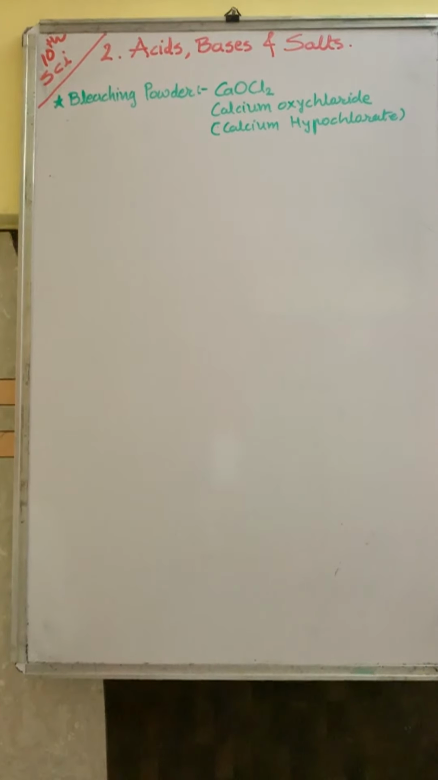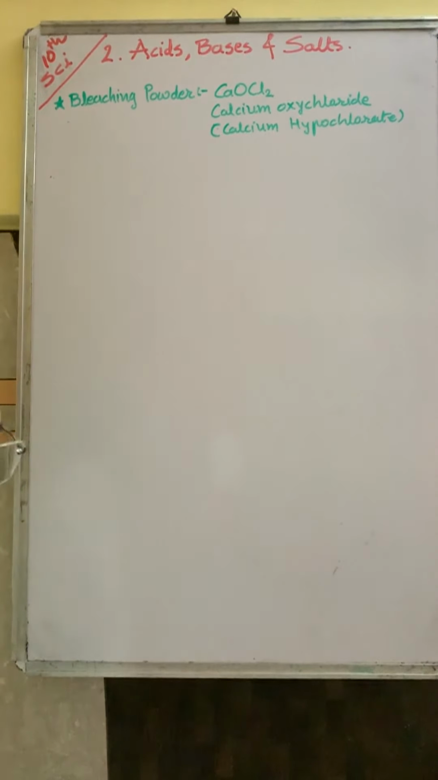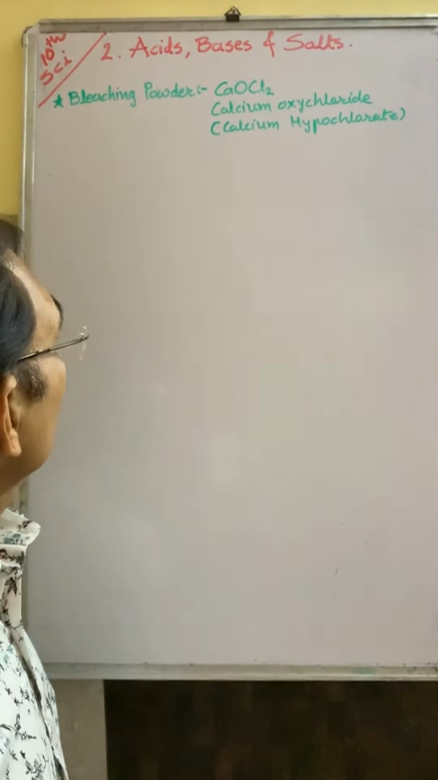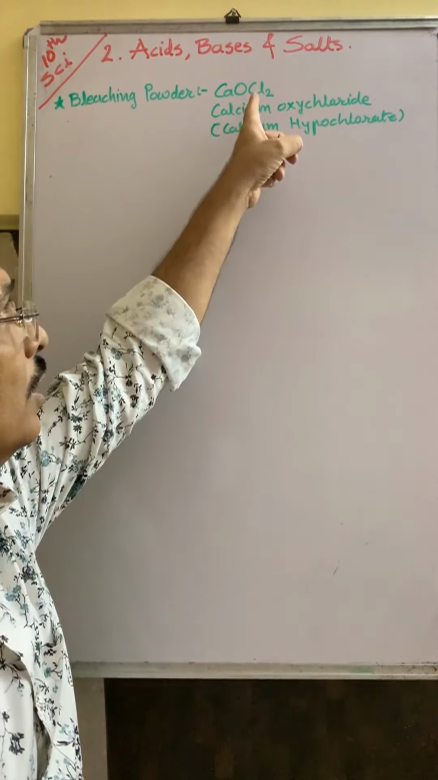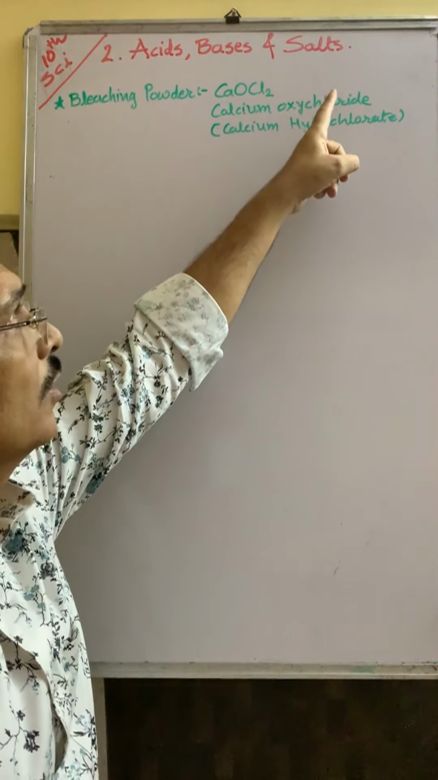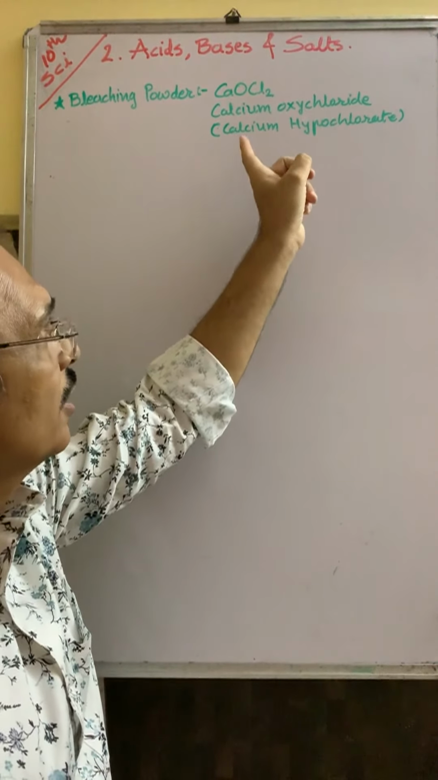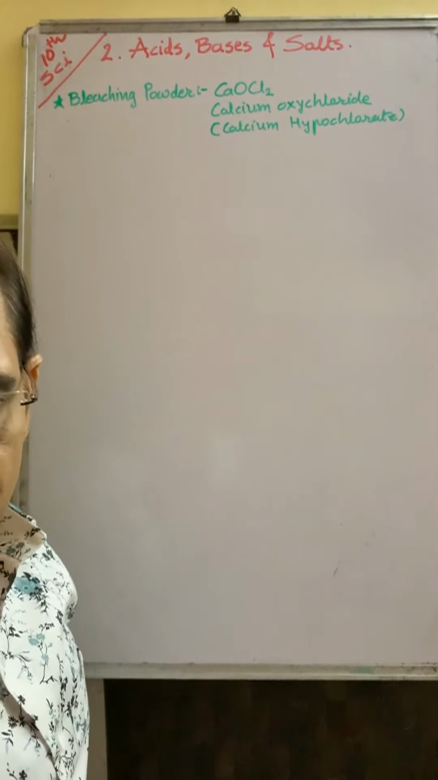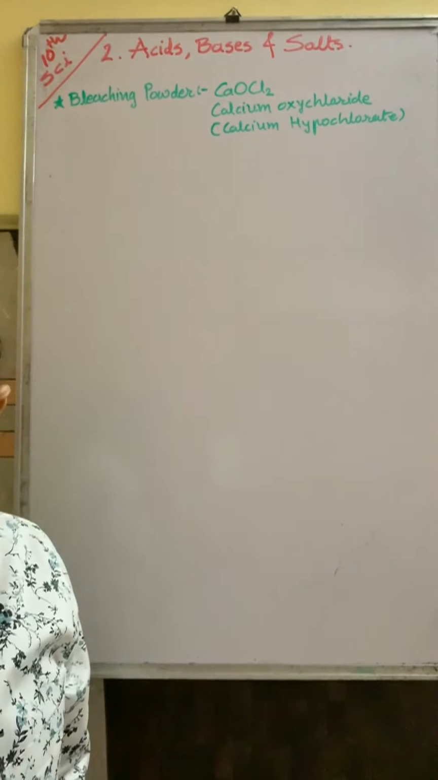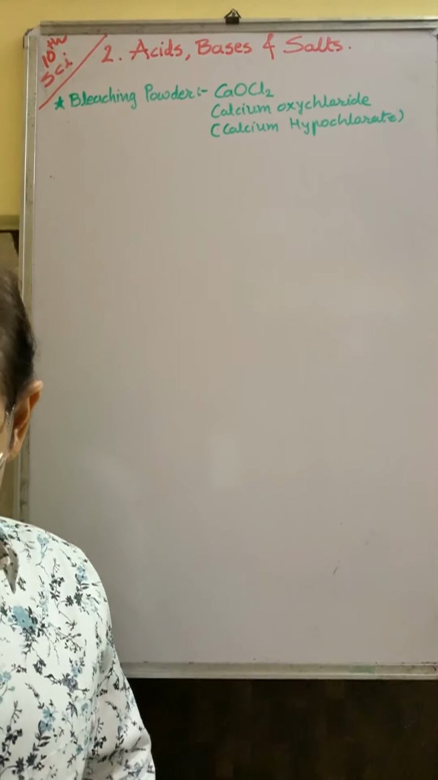Let us start an important compound known as bleaching powder. Formula is CaOCl2, known as calcium oxychloride. Second name is calcium hypochlorite. Okay, now how to prepare this bleaching powder?